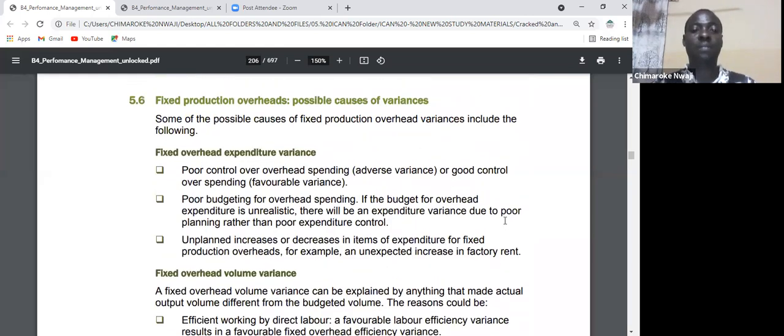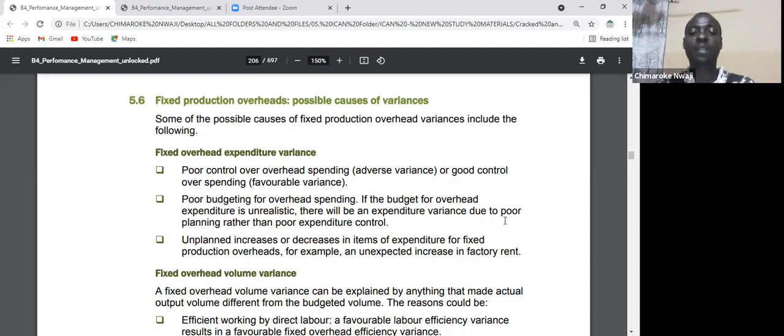What are some of the possible causes for fixed overhead variances? Some of them, for adverse, is poor control over overhead spending. That is for adverse. But for having a favorable variance, you have good control over your spending. Then there is poor budgeting for overhead spending. So poor budgeting is different from poor control. You may have good budgeting, but your control may be bad. But now you have a poor budget, you didn't budget it well.